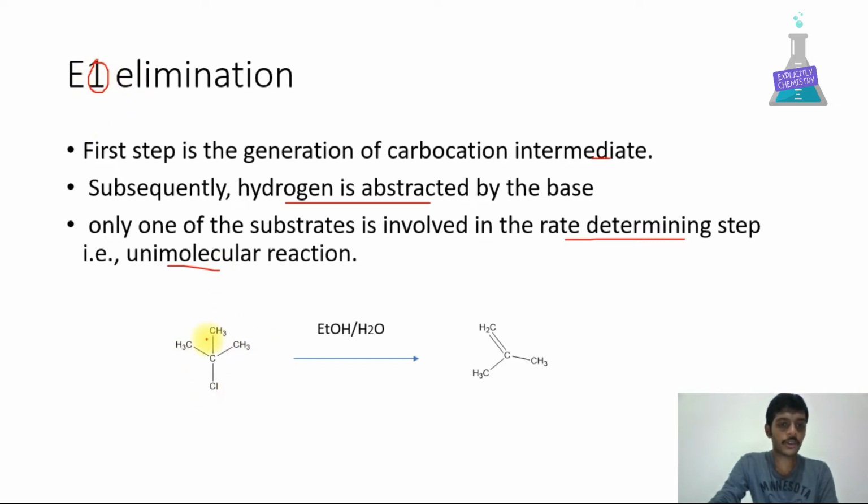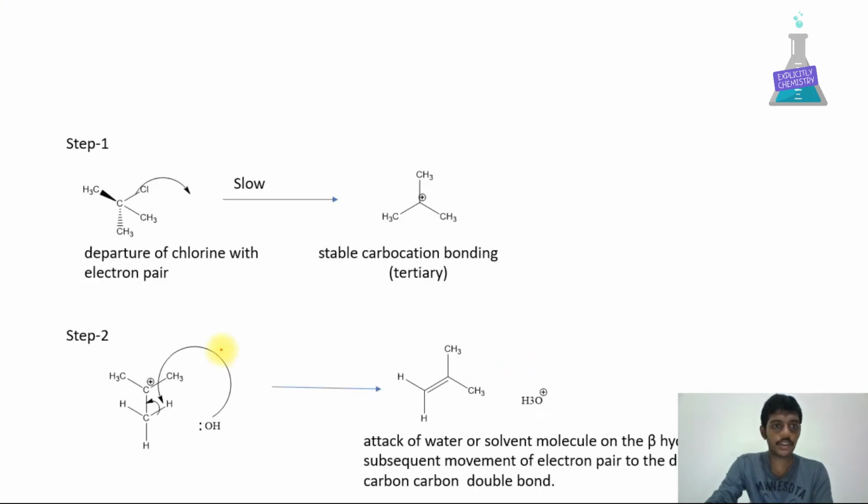This is tertiary butyl chloride. We react it with ethanol and water. Formation of the double bond occurs here. We see the mechanism in the next slide. In step 1, the chlorine is removed, forming the carbocation, which is a tertiary carbocation, which is more stable. The order of carbocation stability is tertiary is more stable than secondary. Secondary is more stable than primary.